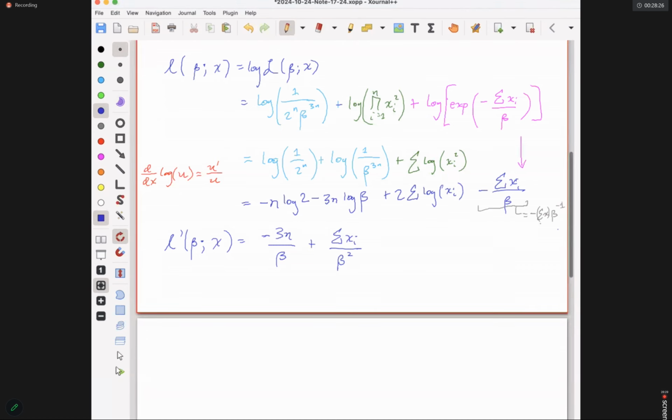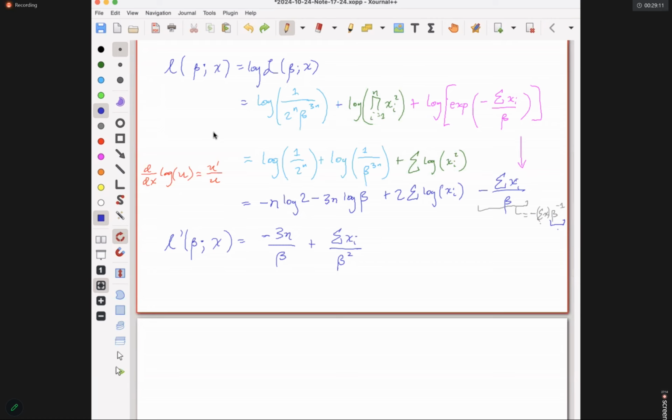So here in the log likelihood, beta has power negative 1. And so the power rule says that we take this, multiply by the power, which turns the negative out here into a positive, and then reduce the power of beta by 1. So it turns from a negative 1 to a negative 2. And so we get the sum of xi divided by beta squared as our result there. Does that make sense? Okay.